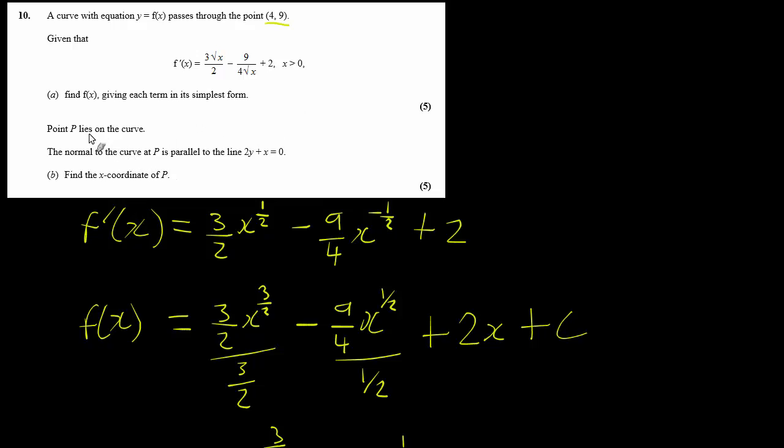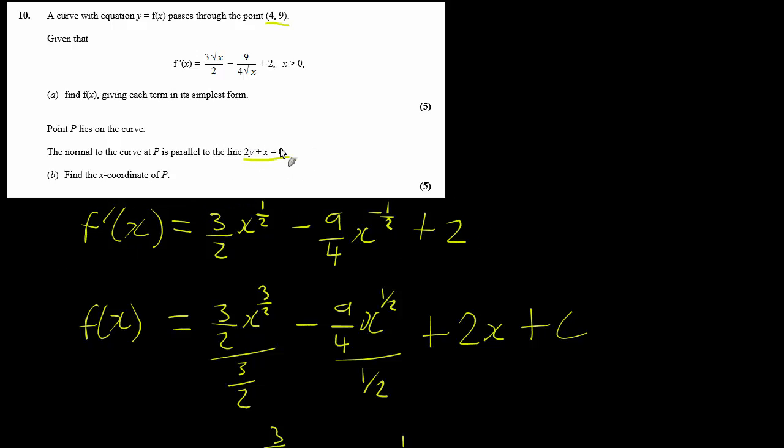And the next part. The point P lies on the curve. So we don't know what the point P is, but we know it's on the curve. The normal to the curve at P is parallel to the line 2y plus x equals 0. So we know the normal has the same gradient as this, and we also have the differential, which is going to give us the gradient.